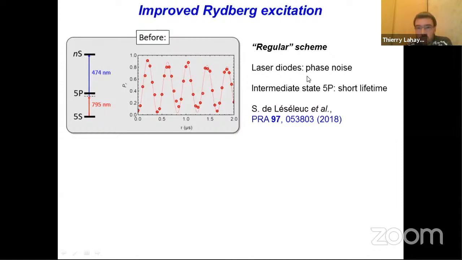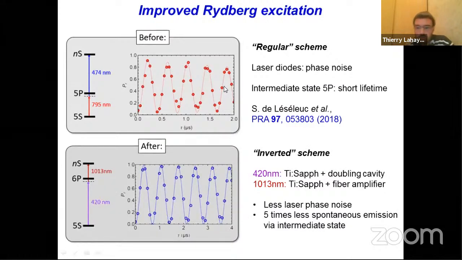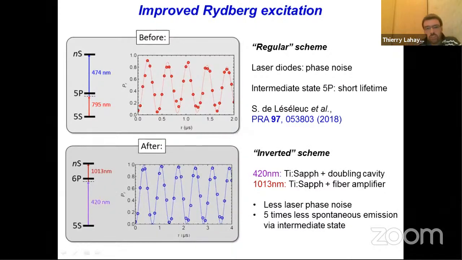Once we understood that this was really the limitation, we changed our laser system to something more expensive but better, which is this excitation via the 6P level, which has 5 times less spontaneous emission. And these are Ti:sapphire lasers, which have very low phase noise at high frequency. And this is the kind of Rabi oscillation we get. This is the same I was showing before. And so this is much better. So the hope was to have also some improvements in the preparation of these antiferromagnetic states.